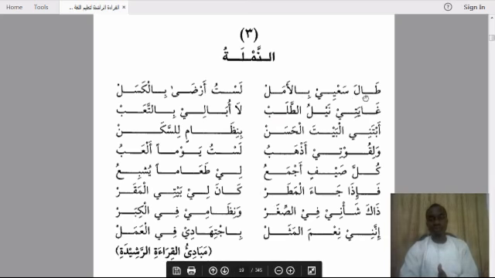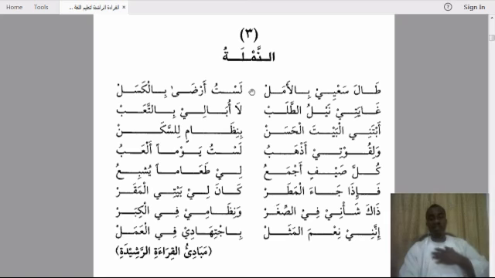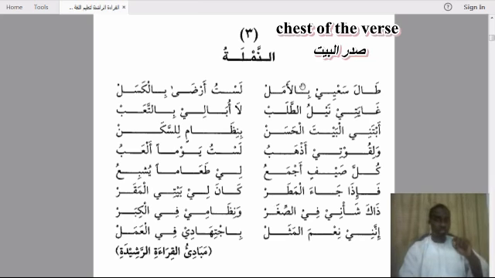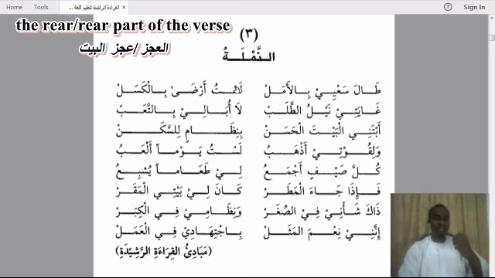So the first part here, from Tala to Al-Amal, is called As-Sadr, that is the chest. By chest, we mean the front part of the poetry, the beginning part of the poem. Sadr is spelled Sad, Dal, Ra, so that is Sadr al-Bayt. Then we have the second partition here, last to Kesal, which is the Ajz al-Bayt, Ajz, that is Ain Jim Zai.